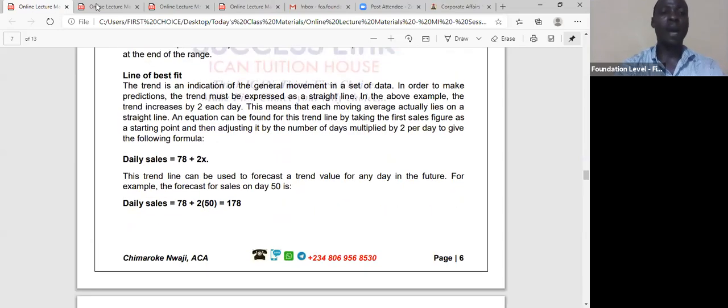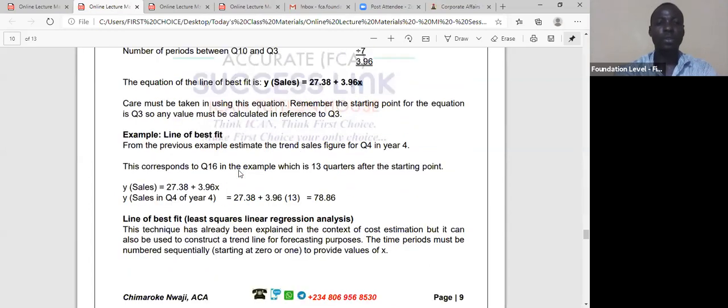Okay, so let's go back here. Let's look at the previous example, but before we go into that, care must be taken in using this equation. In the first one, when we used 78 as our starting point, we know it was in Q1. When we use 84, we know it's going to be from Q3. In this formula, because our lowest figure that we got here was in Q3, everything you are doing should be calculated in reference to Q3, because that was what brings the lowest figure here. And that was what we used in getting the slope.